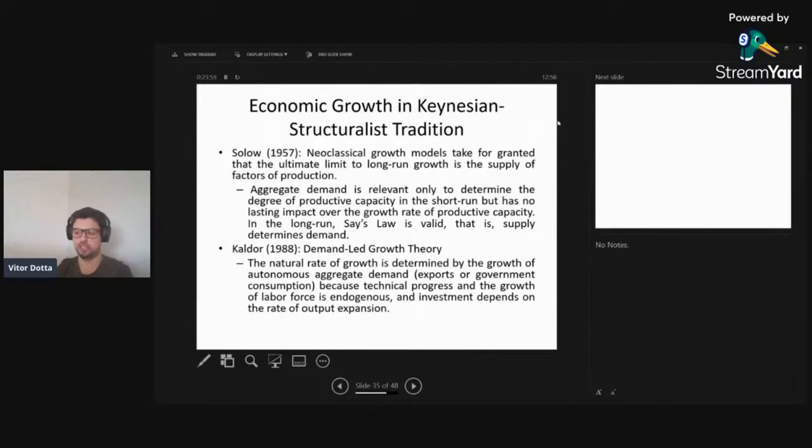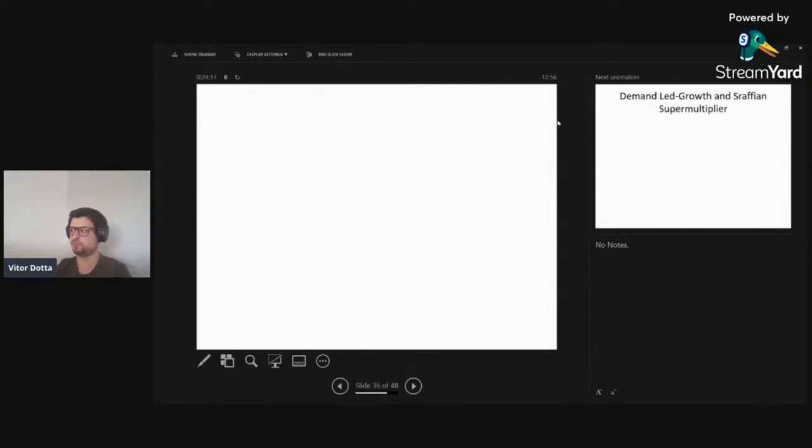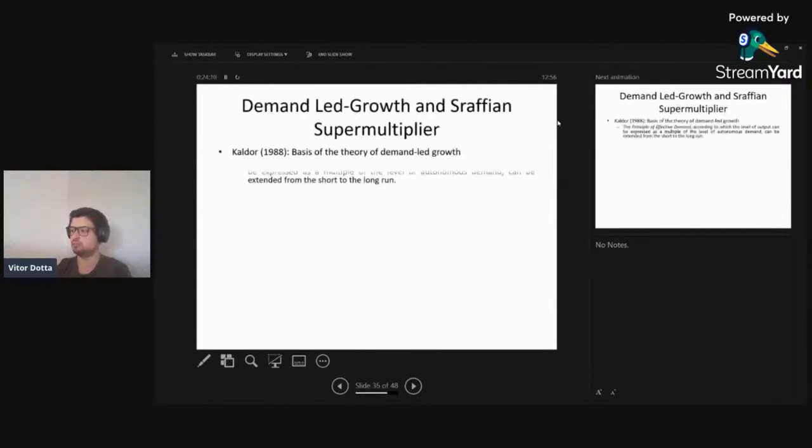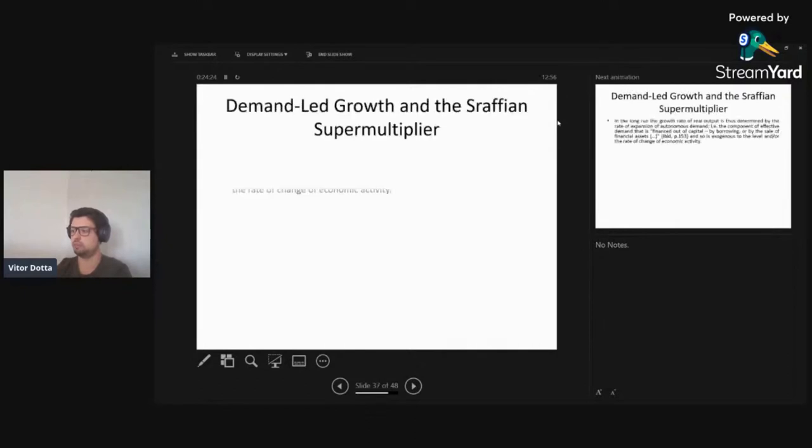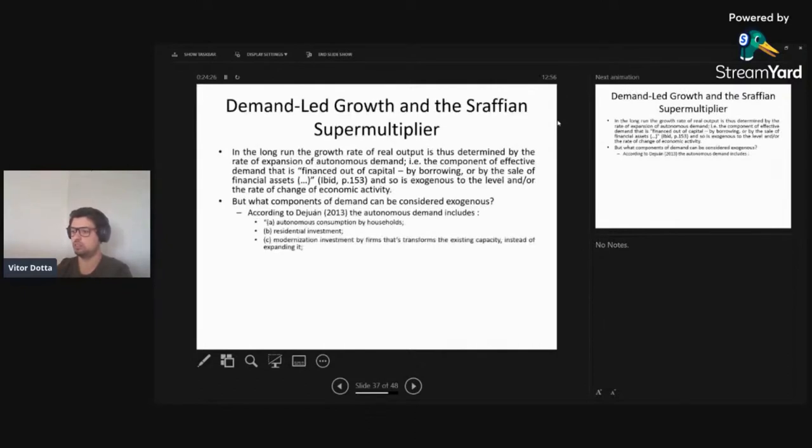The truly autonomous aggregate demand components are exports, and also government consumption is an autonomous form of demand. Technical progress and the labor force are endogenous, and investment depends on the rate of output expansion. I will skip the Sraffian supermultiplier as well.